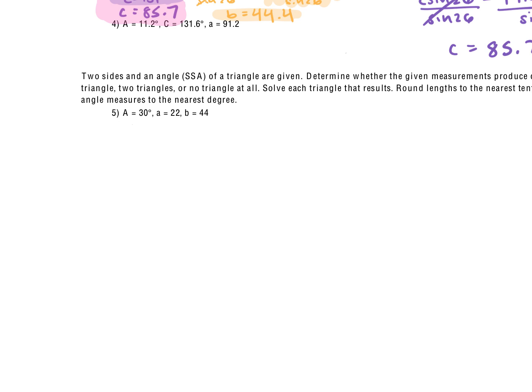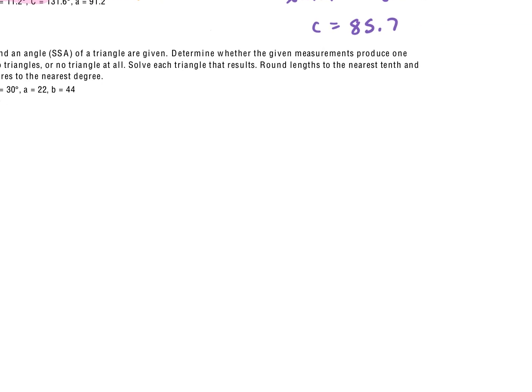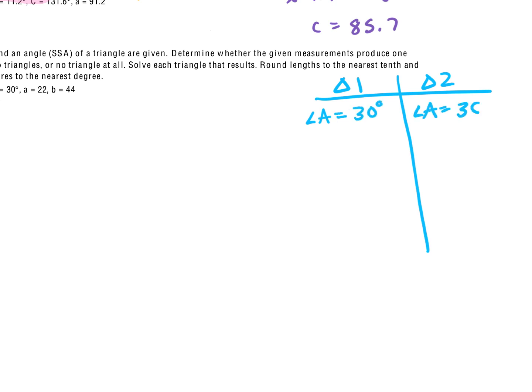So for 5, when you're given two sides and an angle, so side, side, angle, you always have to check for two triangles. You're either going to have one triangle, no triangles, or two triangles. So we always have to check and see if we have two. So I'm just going to draw our chart just in case we have two. So triangle 1 and triangle 2. And we always start with the angle that's given. So angle A is 30. And that's going to be the same in both triangles because it's given.